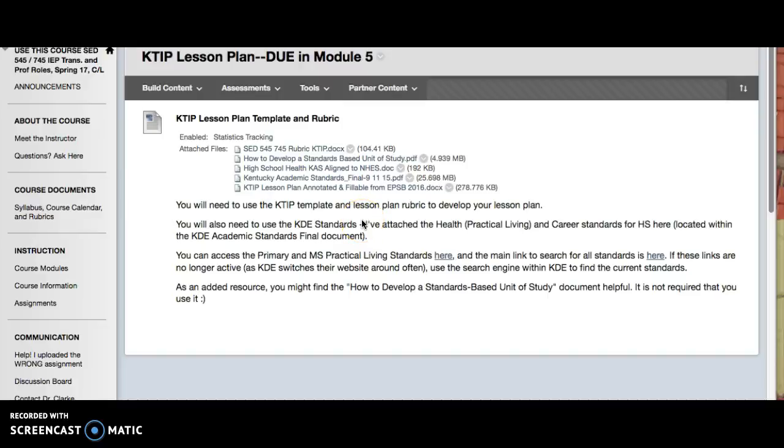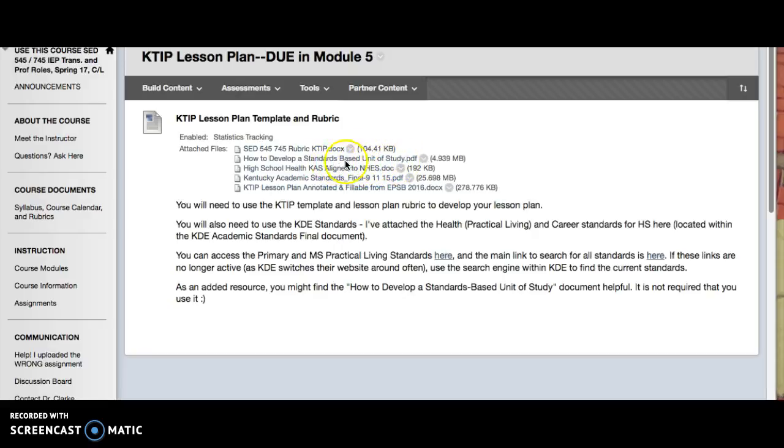Hi everyone. For the K-tip lesson plan that you're going to be working on, there are lots of resources here in the course. In addition to finding the rubric, you'll also find the latest K-tip lesson plan, and we've expanded that lesson plan form to give you room to put more information. You'll also find KDE's resource, How to Develop a Standards-Based Unit of Study.